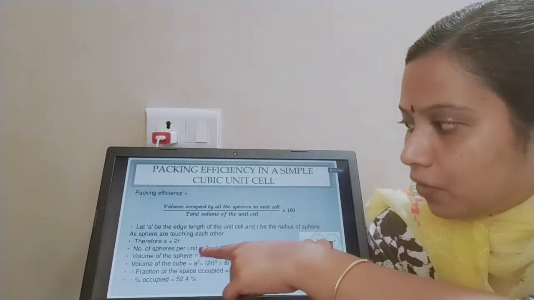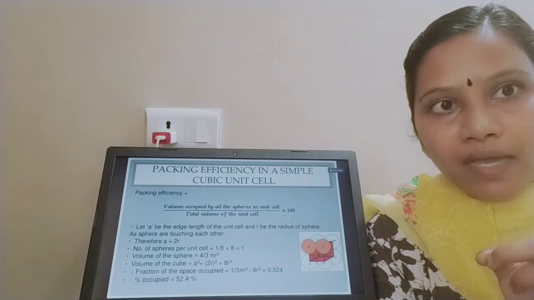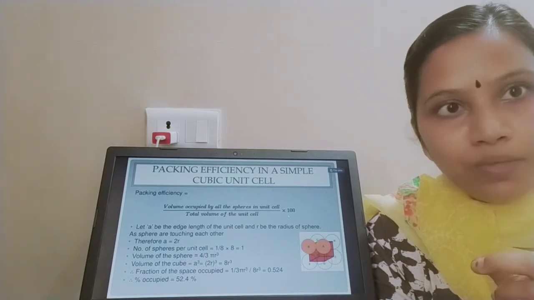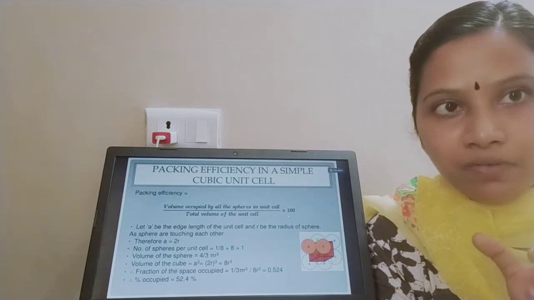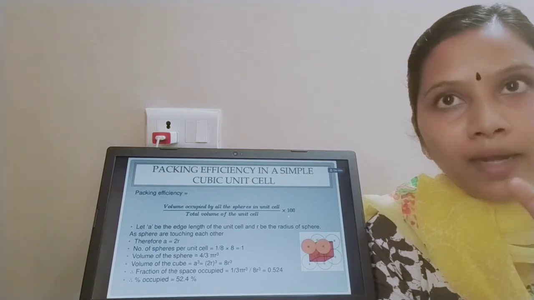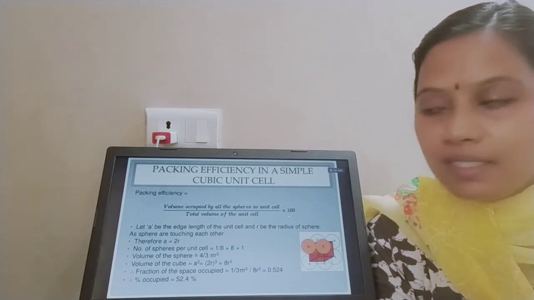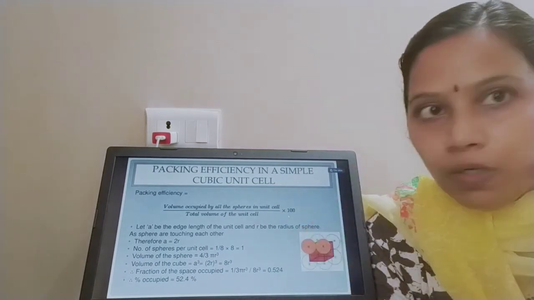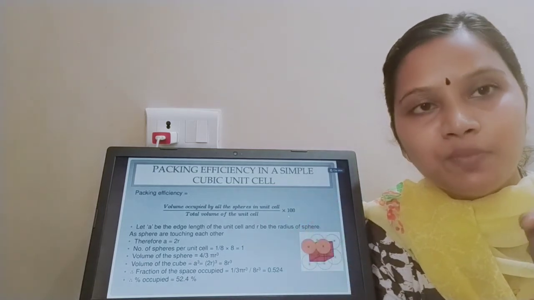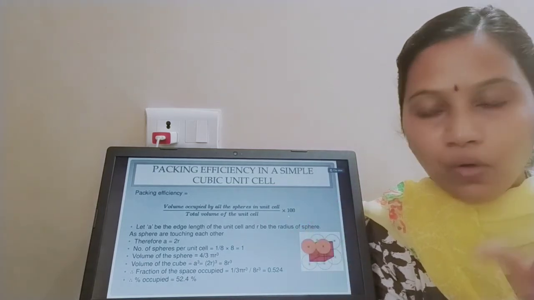How many spheres are there per unit cell? This we have already told you. The number of atoms present in the unit cell will be 8, so 1/8 of each is shared by one unit cell. So 1/8 into 8 is equal to 1. That is how we found the number of atoms present in the unit cell.